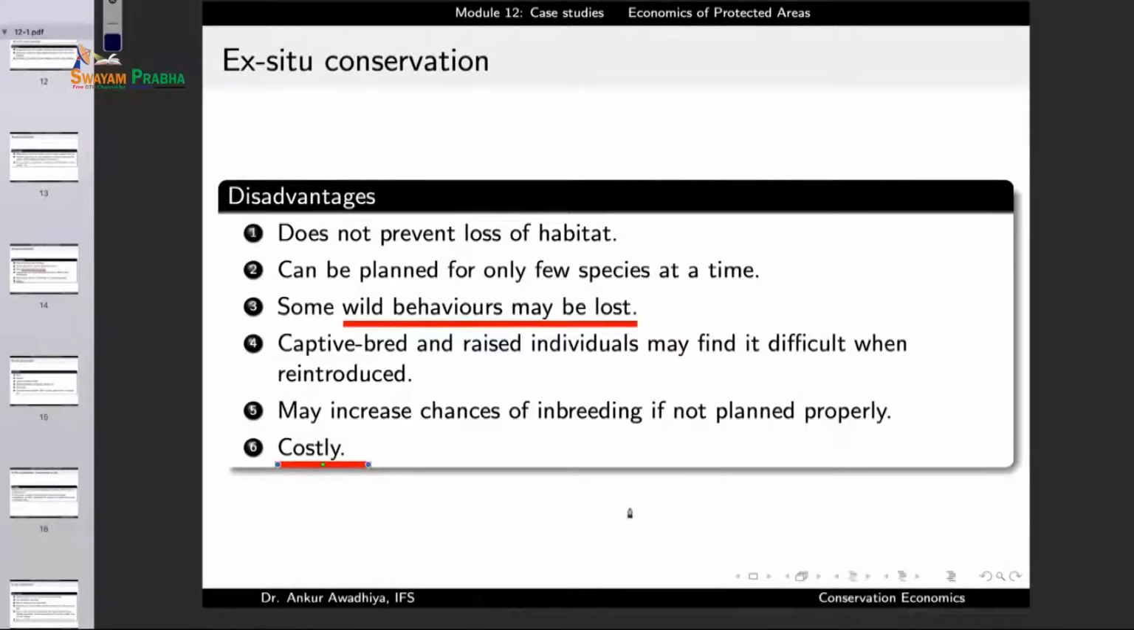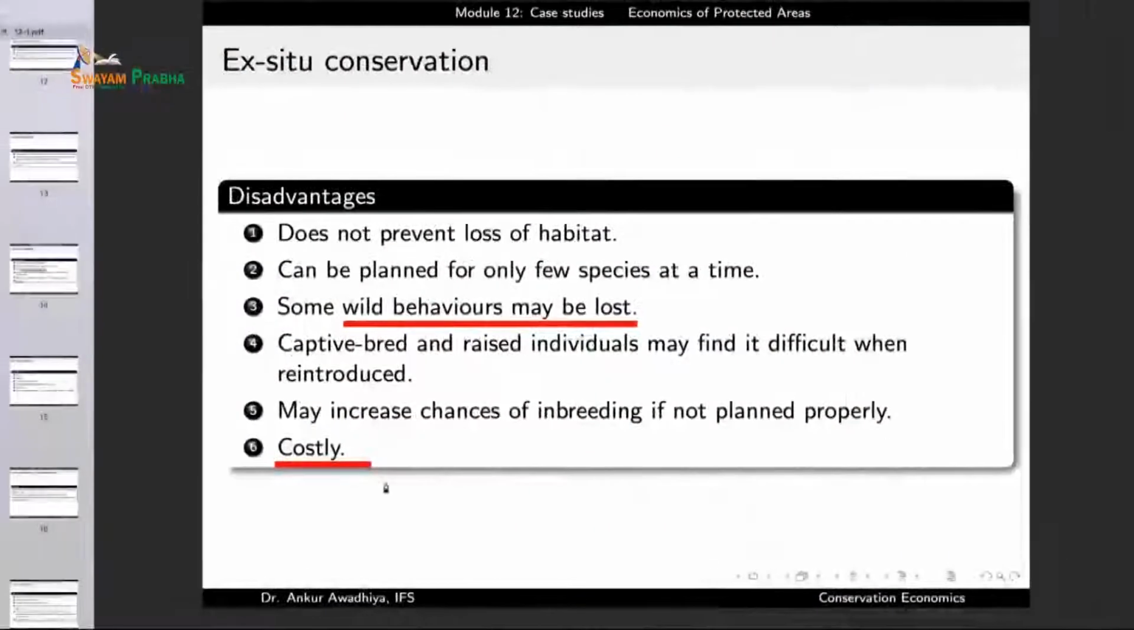Now, throughout this course, we have observed that price or cost act as very good indicators about different activities. So, if it is costly and money is one input that you are able to provide, then you'll have to also look at the trade off. Can this money be better spent in protecting the habitat than in setting up of a zoo? So, these kinds of questions need to be answered.